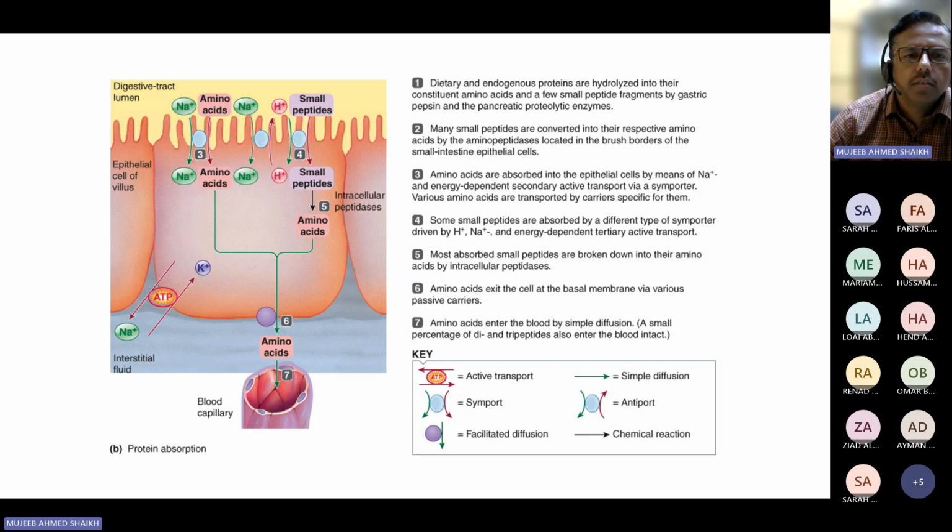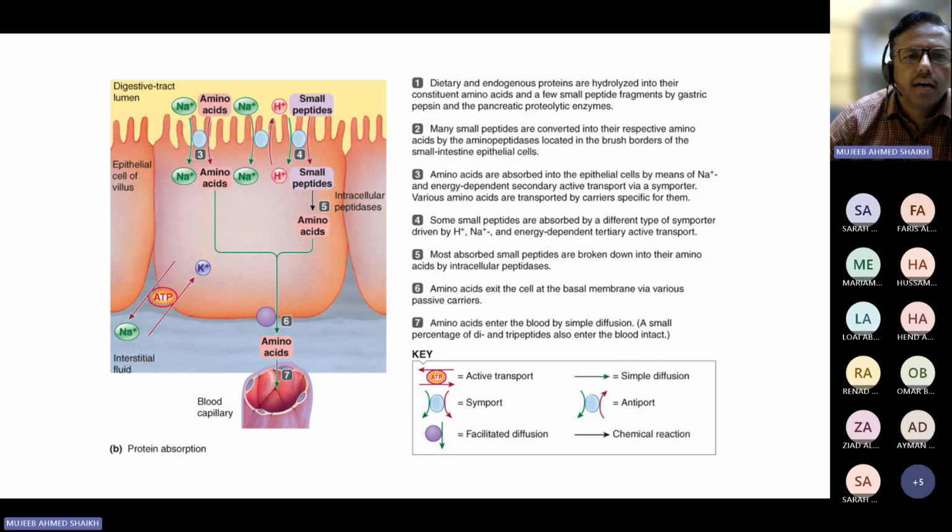What about small peptides? Small peptides require another way. First, there should be primary active transport at the basolateral membrane. Then because the sodium is less inside, there is another pump which is called the sodium hydrogen counter transport. Sodium will attach, and hydrogen will attach on the opposite side. So sodium is moving into the cell and hydrogen is moving outside the cell. So hydrogen will be more here.